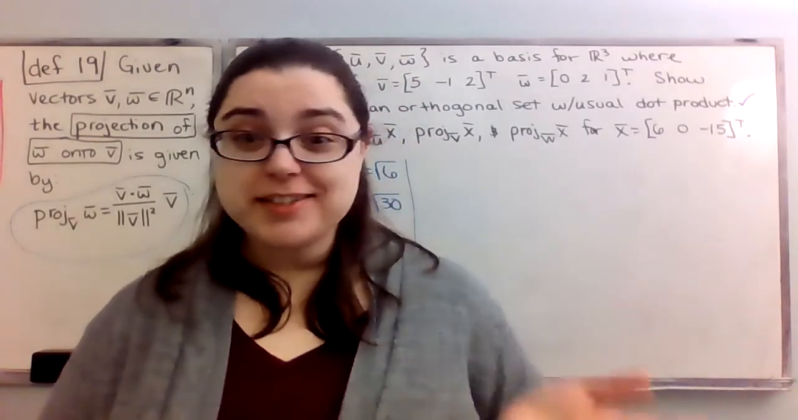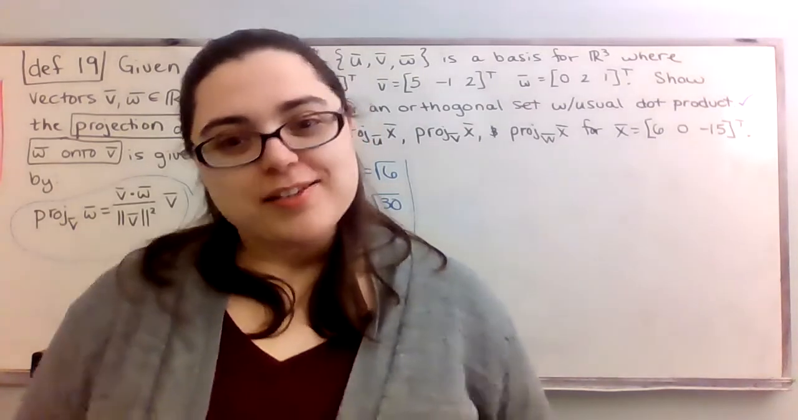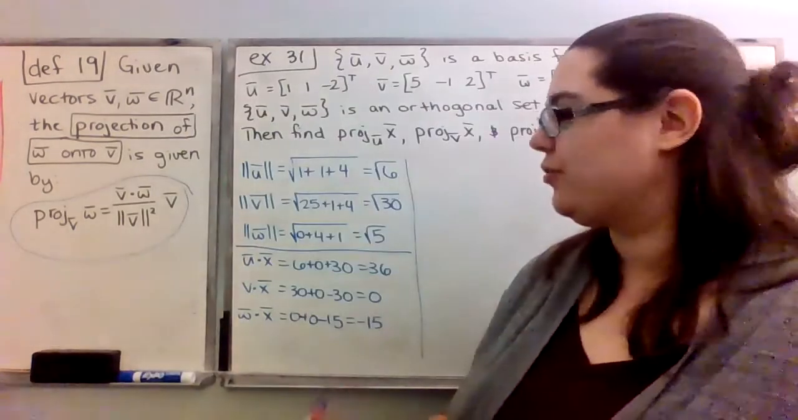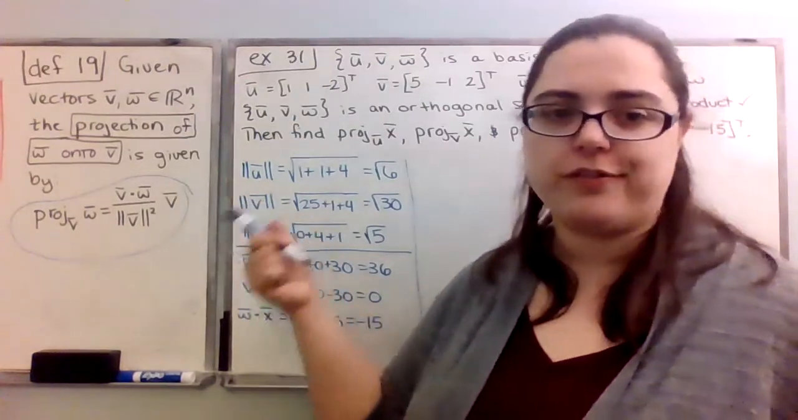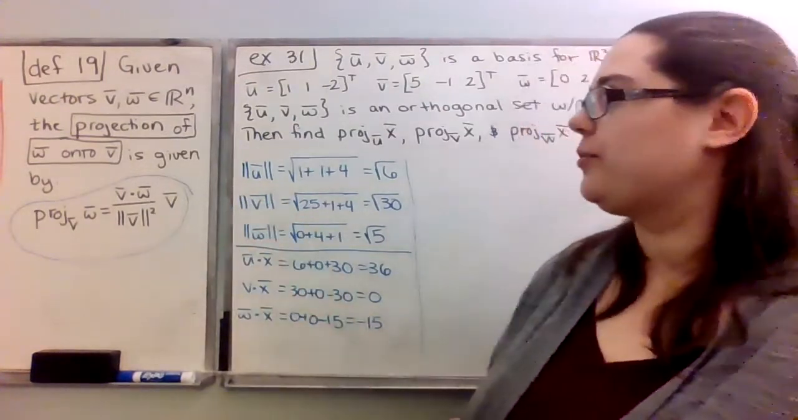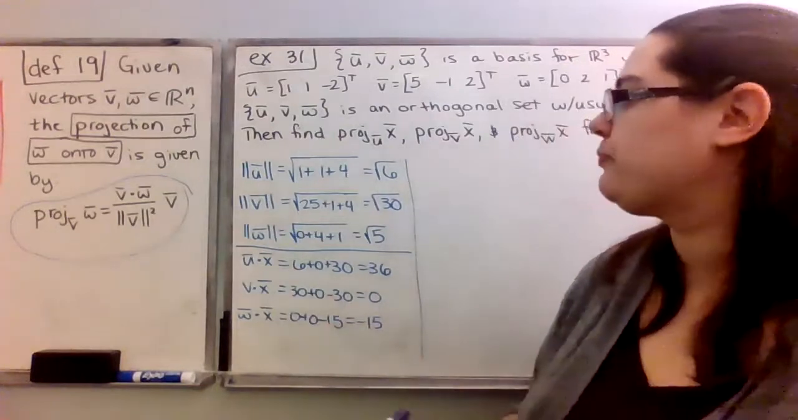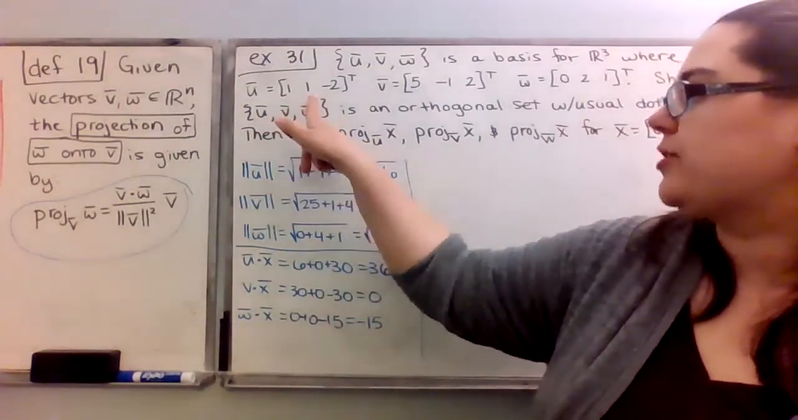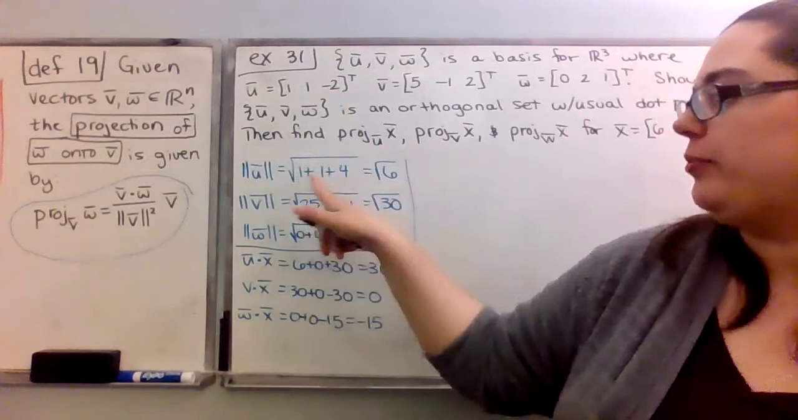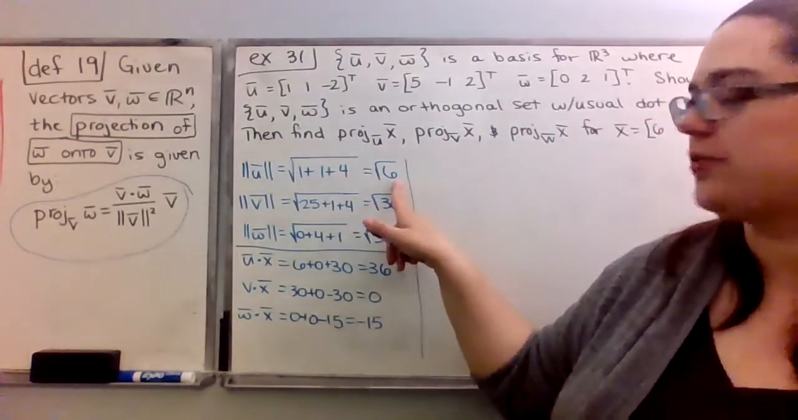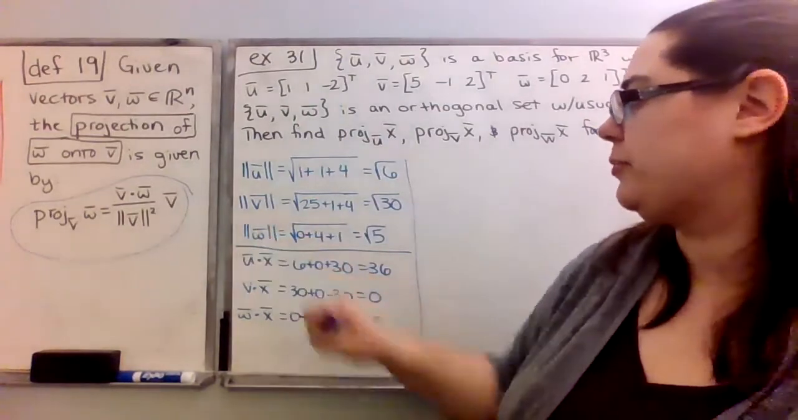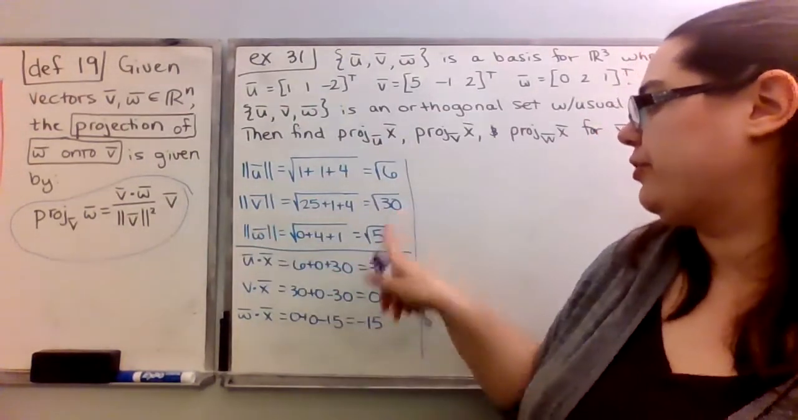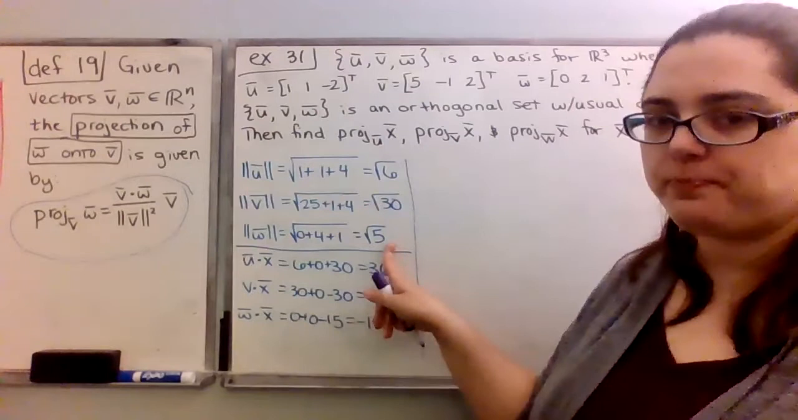All right, so let's check our work. When I found the norm of each of these three vectors, the norm is the square root of the vector dotted with itself. In other words, the sum of the squares of the coordinates. So 1 squared plus 1 squared plus a negative 2 squared gave me 1 plus 1 plus 4. And from that, I got the square root of 6. That's the process I applied for the norm of v and the norm of w, so I got root 30 and root 5 for those.